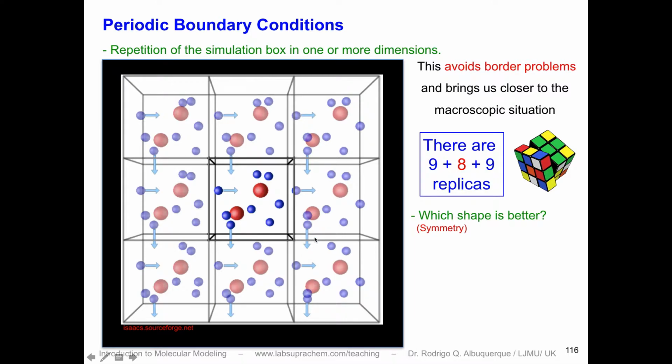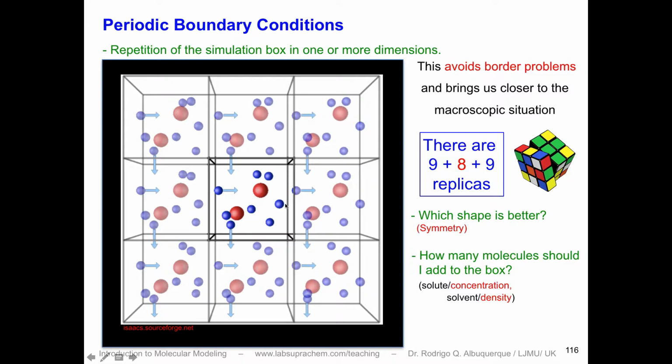Which shape is better? This depends on the symmetry. If you are simulating a spherical protein, for instance, you may use another box like a truncated octahedron, and so on. I'll show in the next slide the different shapes.